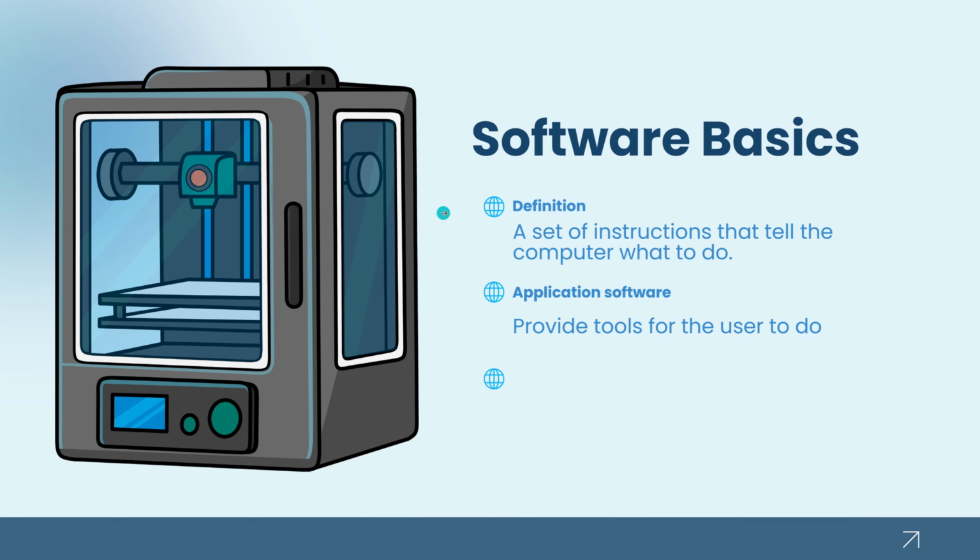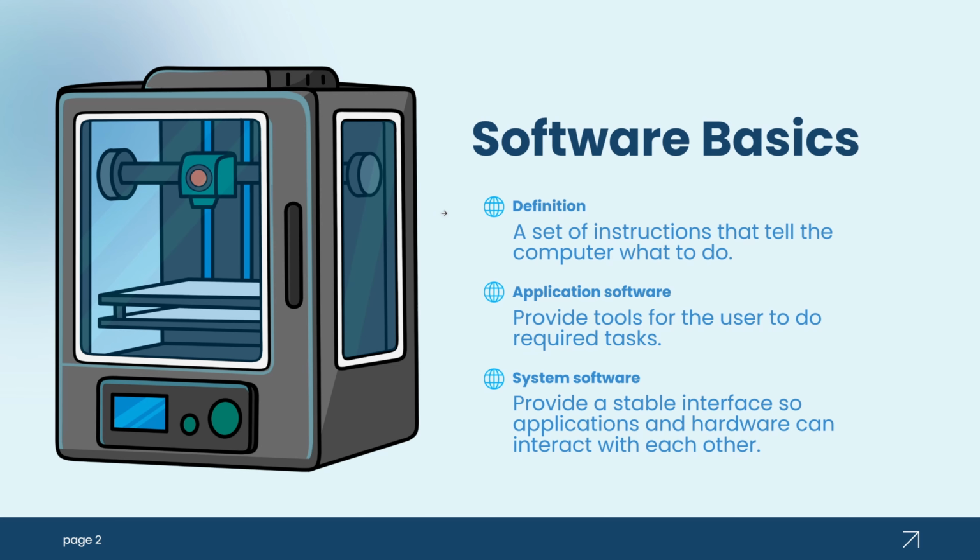So, the basics: software is a set of instructions, or multiple sets of instructions, that tells a computer what to do. We have different types, like application software or system software. Application software provides the tools for the user to do their daily tasks, whereas system software provides a stable interface so both the application and the hardware can interact with each other.